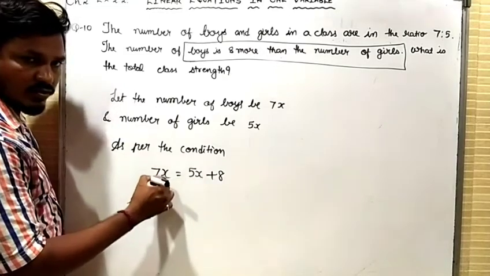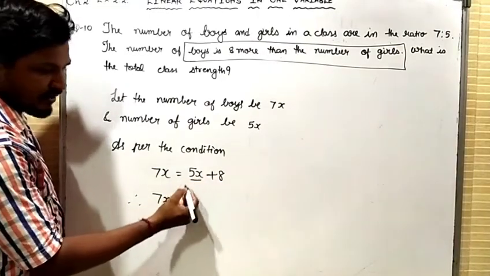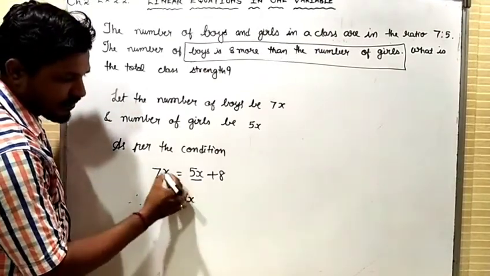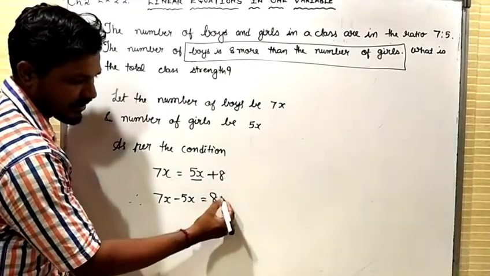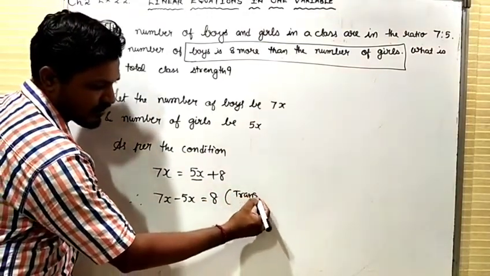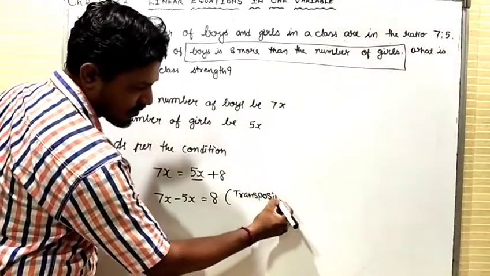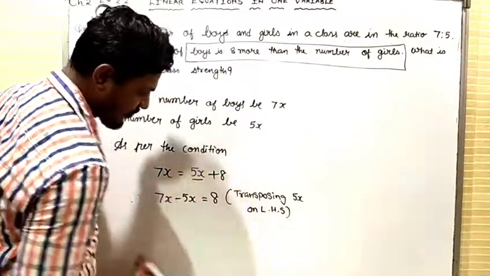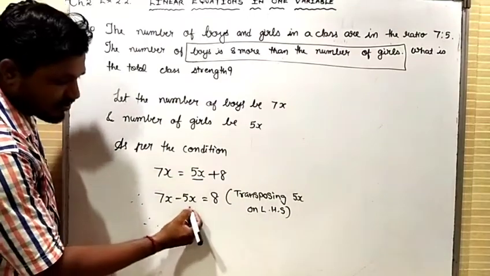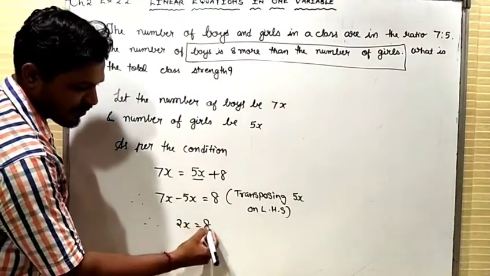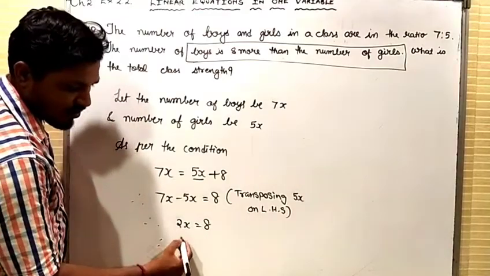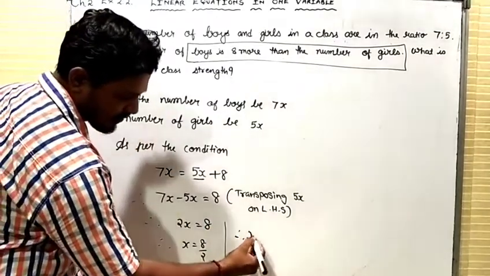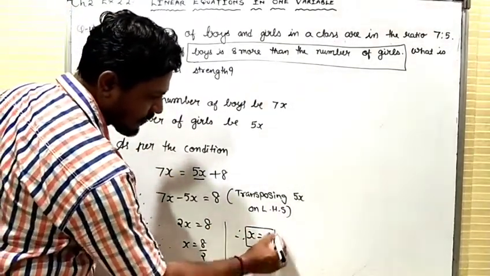Transpose this 5x to the left hand side, because this is the lower value. Always try to bring the smaller value to the bigger value. The positive will become negative, and what is left over here? Only 8. You have to write transposing 5x on LHS. Now do subtraction. 7x minus 5x is 2x. Now very easy, either divide both sides by 2 or directly bring 2 over here, so that you will get the value of x: 4. Here we got the value of x as 4.